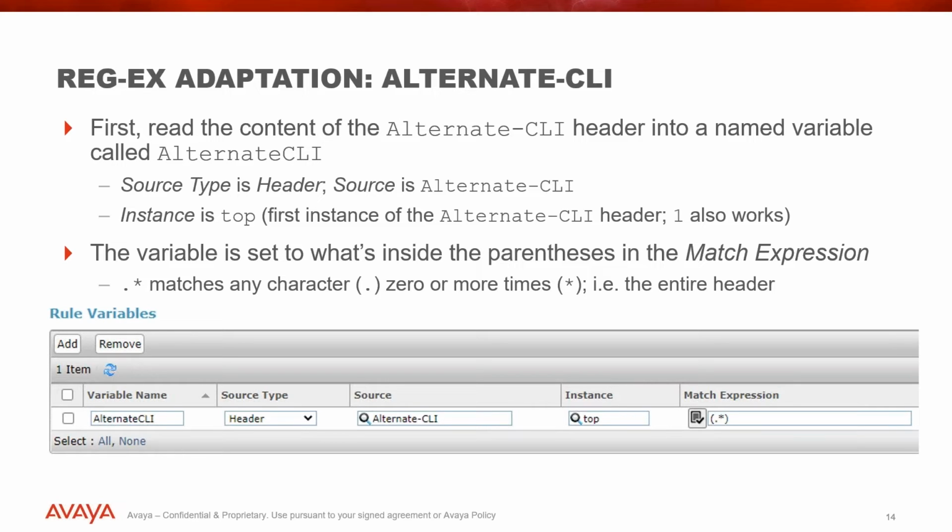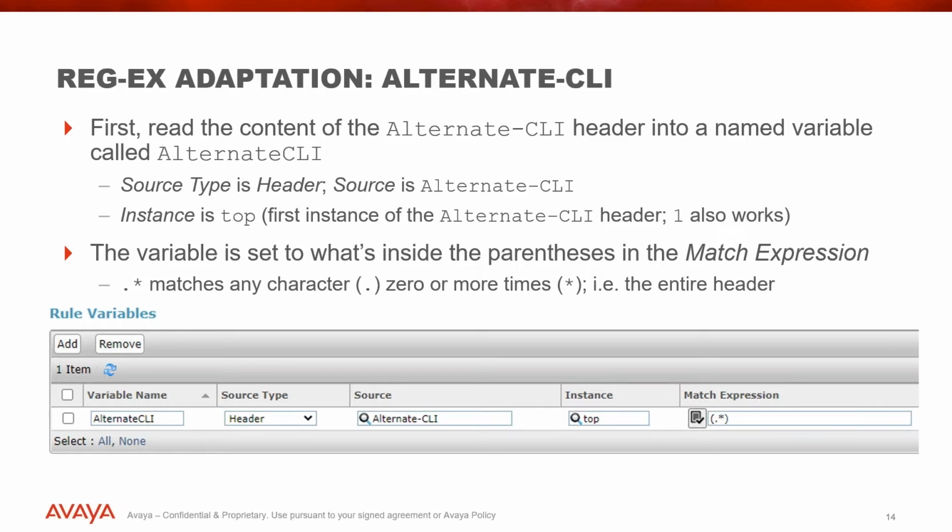And there are a couple of helpful aliases. Top, for example, is the exact same thing as 1. Bottom is the exact same thing as -1. So in this example, we're going to work on the top alternate-CLI header, which is likely also the only alternate-CLI header. And we're going to try to match on that header.